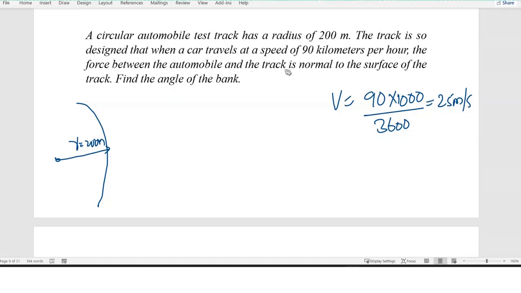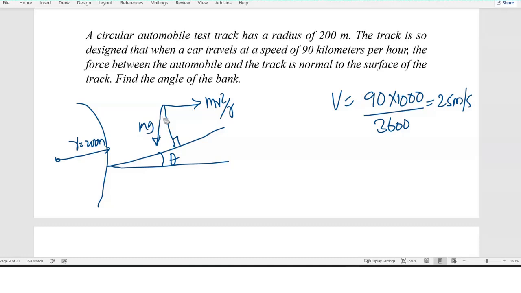The force between the automobile and the track is normal to the surface of the track. So find the angle of banking. So if this is level, we are told that the track is at an angle of banking, and we are told that the reaction between the centrifugal force mv squared over r and mg, which is vertical, that reaction R is normal to the surface.